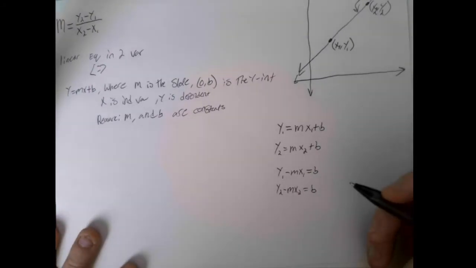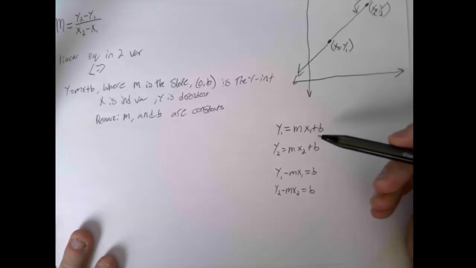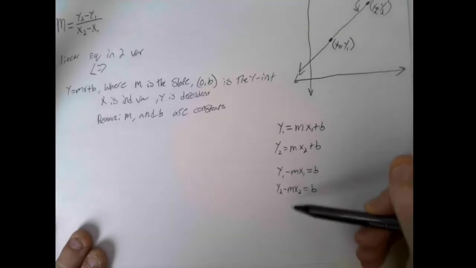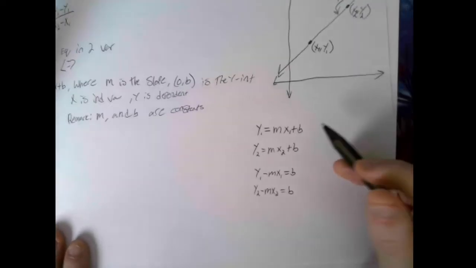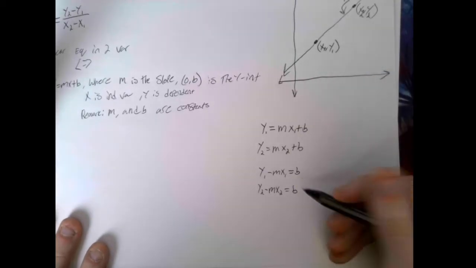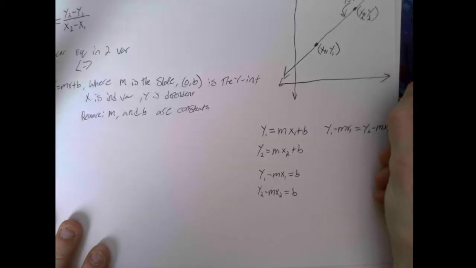And now from here, because m and b are constants for every point on this line, they are constants for these 2 points, so we know the b value is the same for both of these equations. Because the b value is the same, we can reasonably conclude that these 2 are equal to each other if they both equal b. So we can say y1 minus mx1 equals y2 minus mx2.